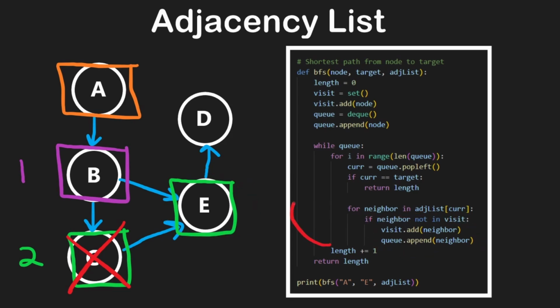Then we're going to end up popping the next one, which is the only one remaining. We pop this. Is it equal to the target? Yes, it is. So we return the length. It's 2. That means that the shortest path was length 2.